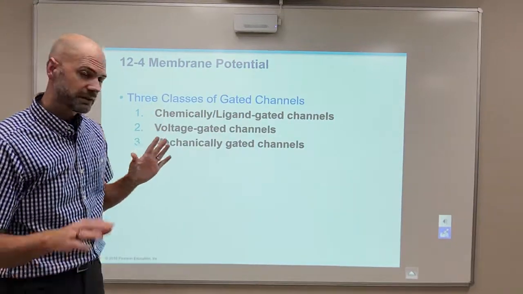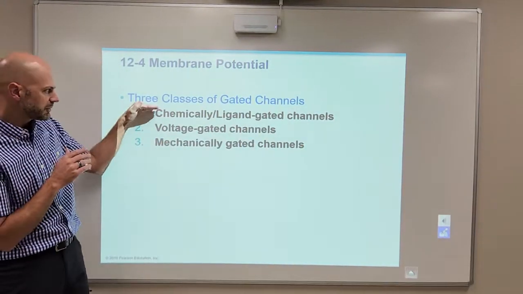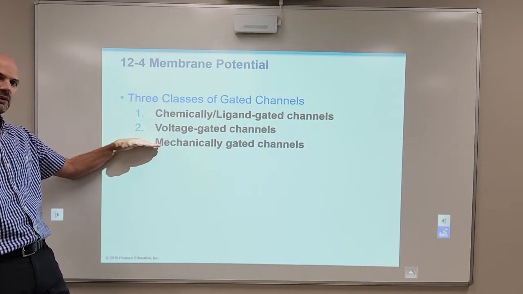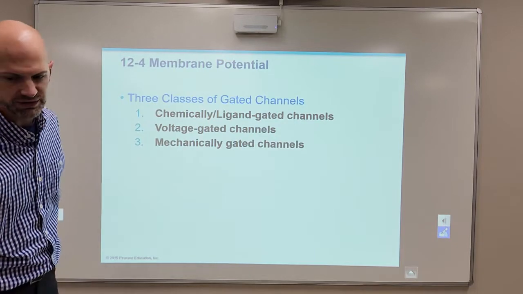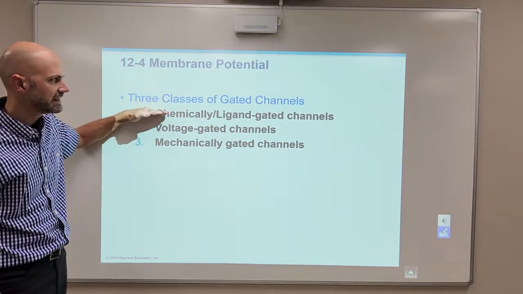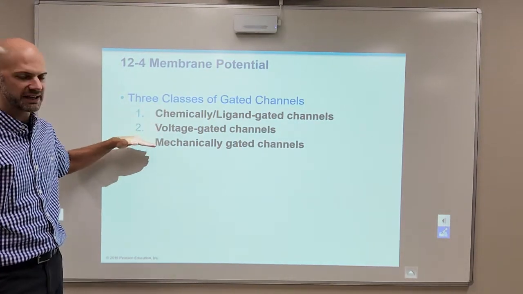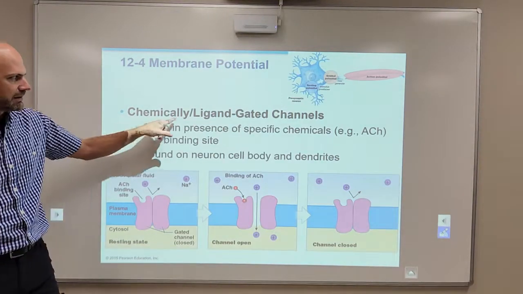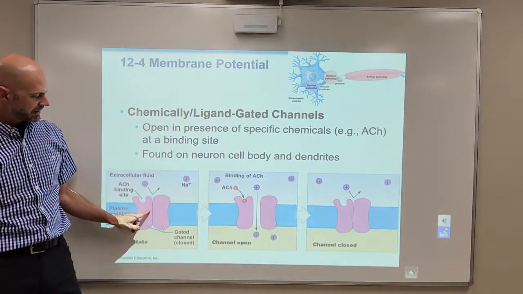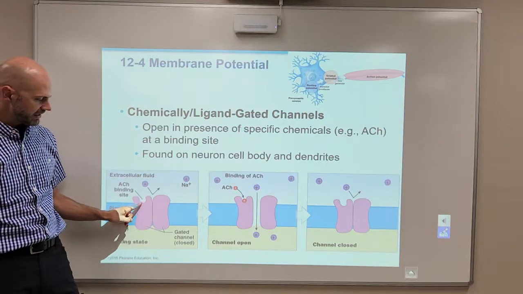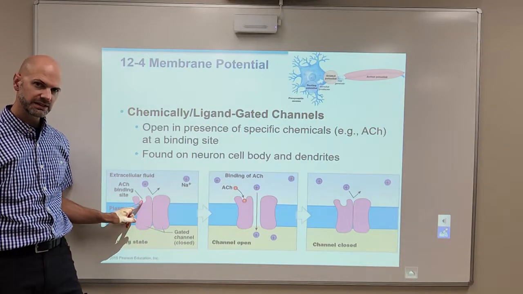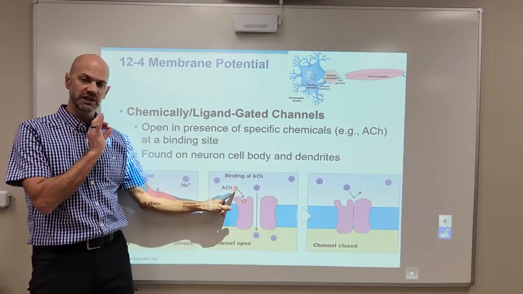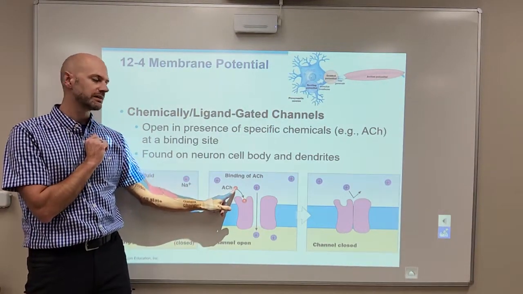Now, we've already covered this a little bit in class, but let's revisit these three ways of triggering or gating these ion channels: the chemically or ligand gated, the voltage gated, and the mechanically gated. We have some pictures here. First, the chemically or ligand gated channels. You can see that there's a binding pocket here for some molecule, some ligand. In fact, this would be some type of neurotransmitter like acetylcholine.